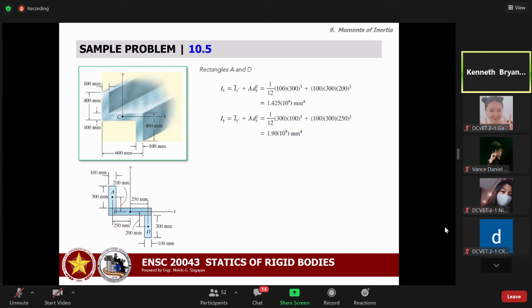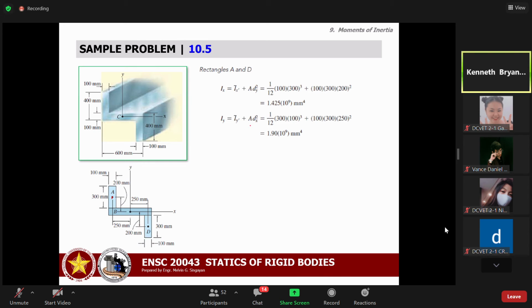Okay, so therefore, for rectangles A and D, Ix is equal to I bar x prime plus A dy squared. So that is 1 over 12 times B times H cubed for this rectangle. So B is 100 and height is 300 cubed, plus the transfer term A dy squared. So 100 times 300 times 200 squared. So ano yung 200? 200 is dy, the distance of the centroid to the axis. So ang distance nito is 200. So Ix now is equal to 1.425 times 10 to the 9 millimeters to the 4th.